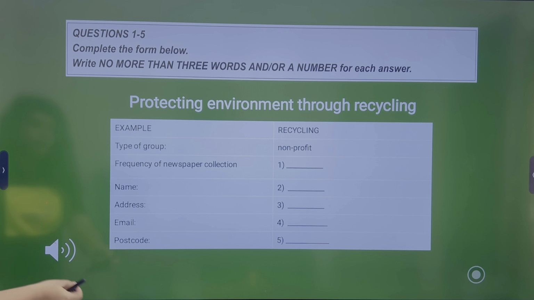Now, what's your address? Number 168 Bridge Road. That's here in London. How about if I have any questions?